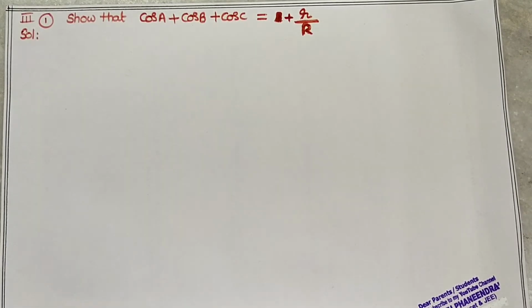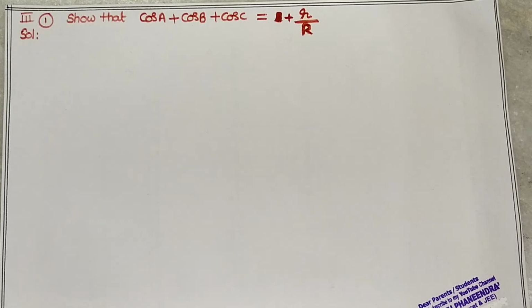Now in this video we are going to discuss exercise 10b in properties of triangles. We are in the third section, third bit. First question, show that cos A plus cos B plus cos C equal to 1 plus small r by capital R.